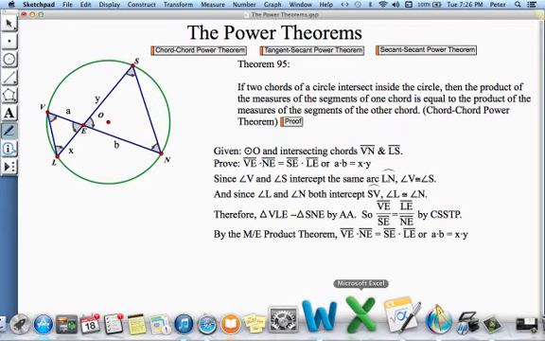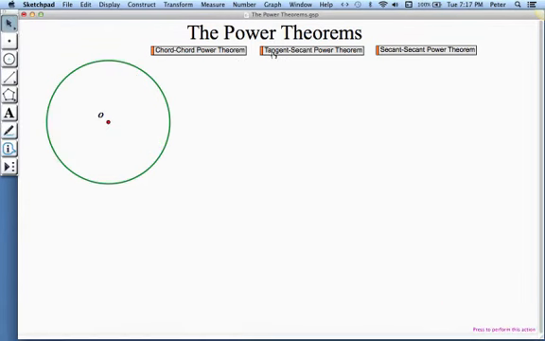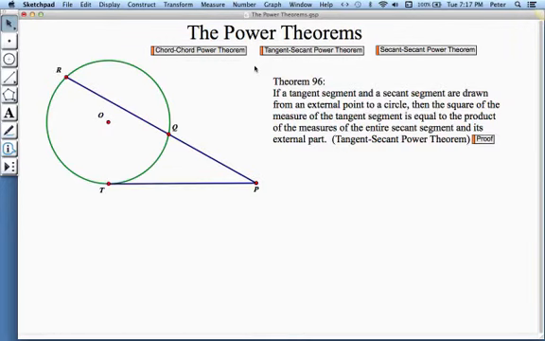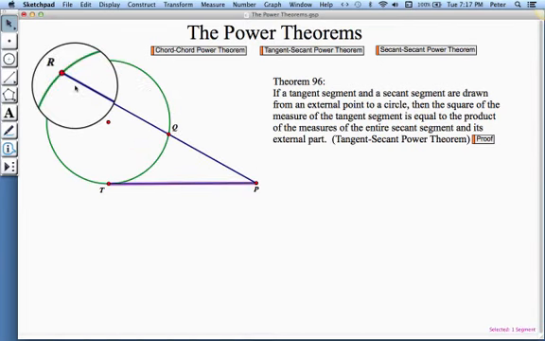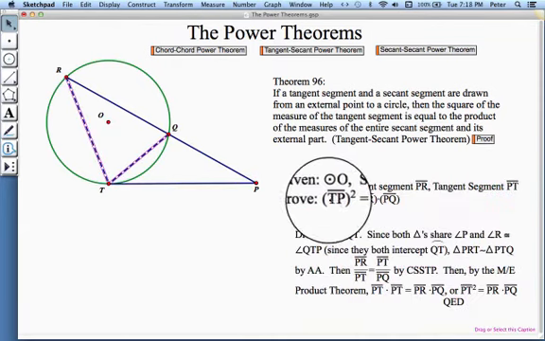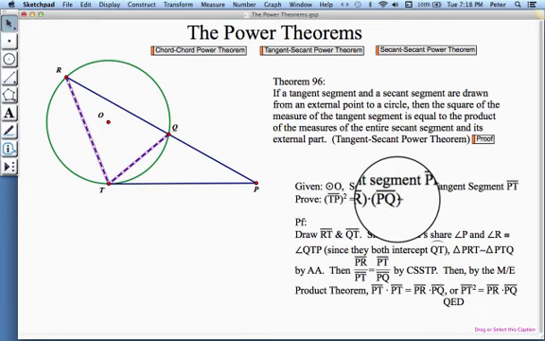Okay, let's take a look at the tangent-secant power theorem. The tangent-secant power theorem involves a tangent and a secant. And this one tells us that if a tangent is drawn to a circle from a point outside the circle, and a secant is drawn to the circle, then the square of the tangent is equal to the external part of the secant times the whole secant. So in other words, TP squared is going to equal PR times PQ.